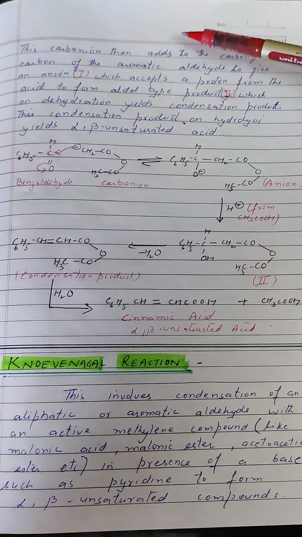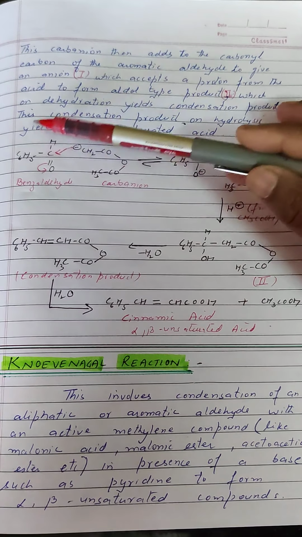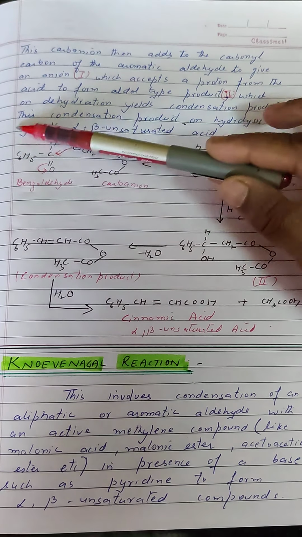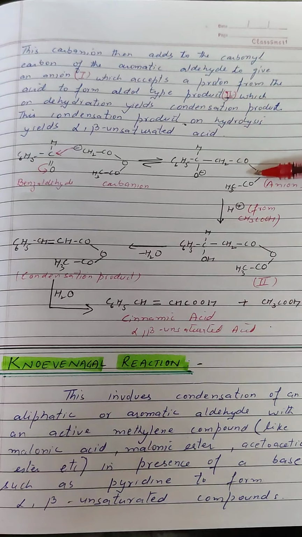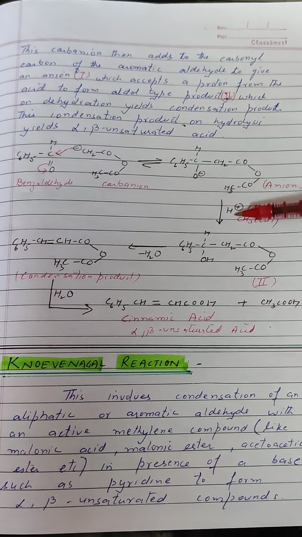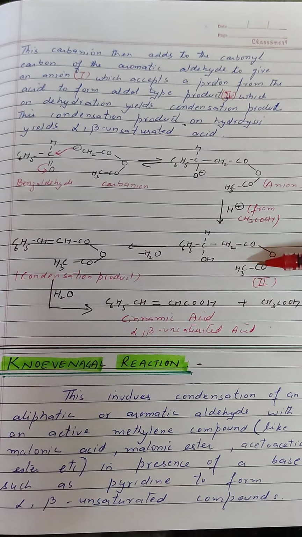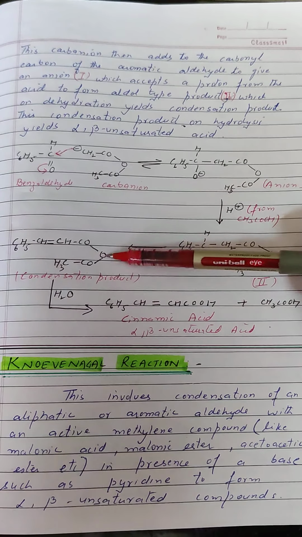This carbanion thus formed then adds to the carbonyl carbon of benzaldehyde, that is the carbanion of the anhydride adds to the carbonyl carbon of the aromatic aldehyde which we are using here, and this results in the formation of an anion 1. This anion 1 picks up a proton from acetic acid from the medium and results in the formation of, you can say, aldol type condensation product 2. This aldol type condensation product then loses one water molecule and results in the formation of the condensation product as I have shown here.